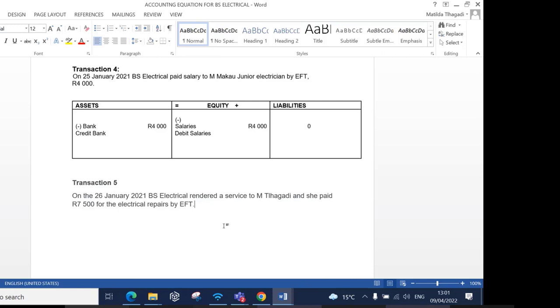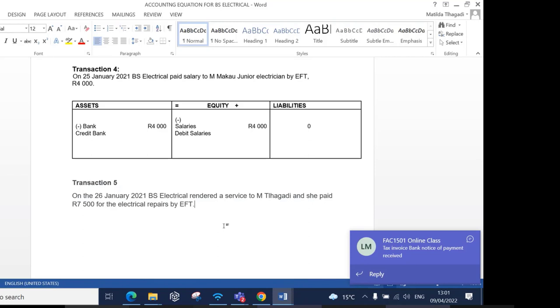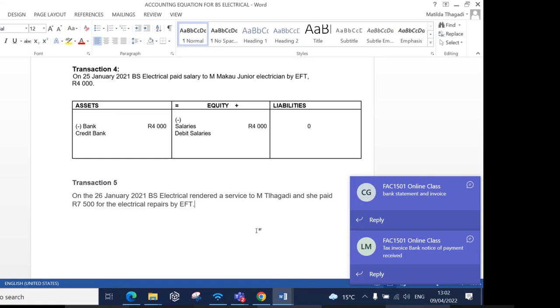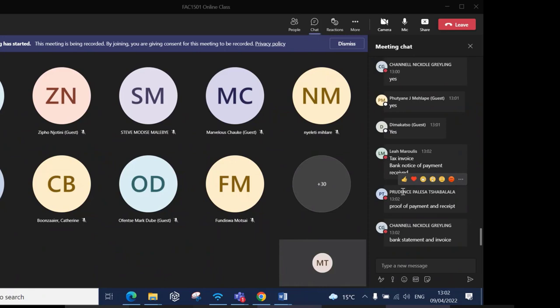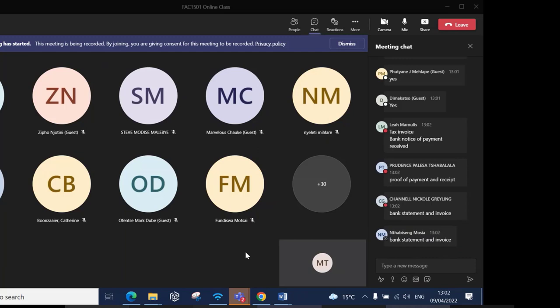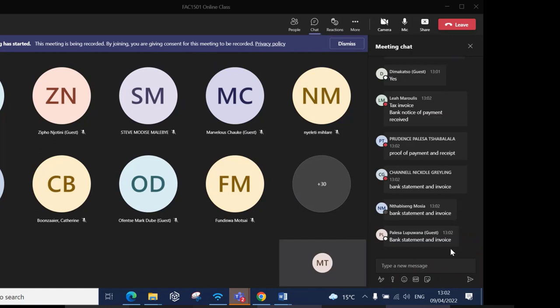So on the 26th of January, BS Electrical rendered a service to M. Hlagadi and she paid 7,500 for the electrical repairs by EFT. What is the source document? I see tax invoice, bank notice, bank statement and invoice. Leah says tax invoice, bank notice of payment. Prudence says proof of payment and receipt. Chanel, Tabiseng and Palesa say bank statement and invoice.